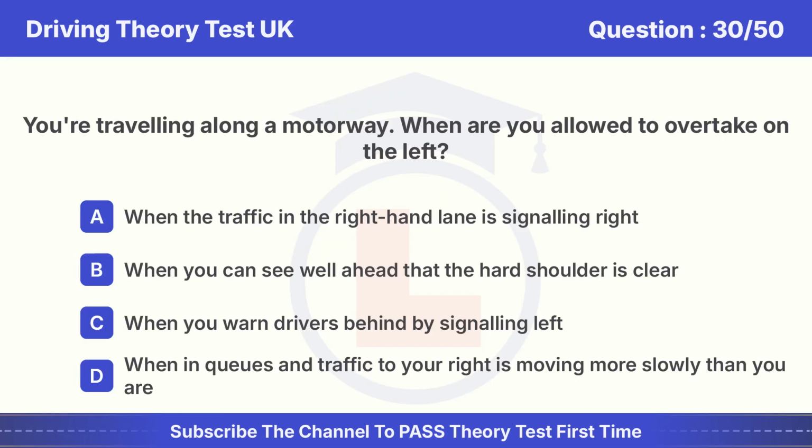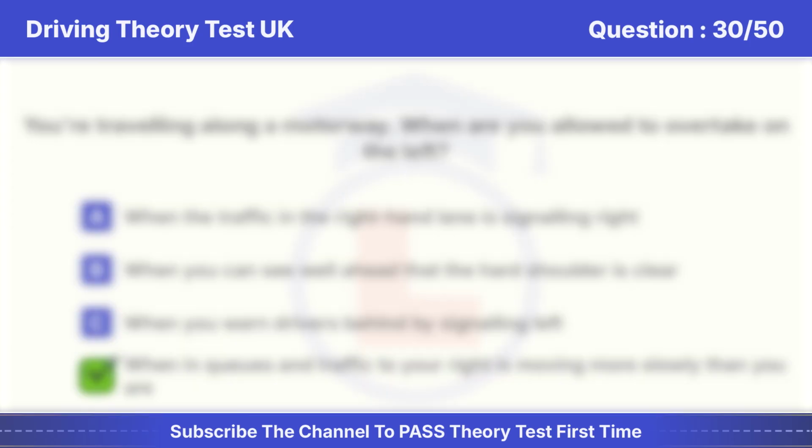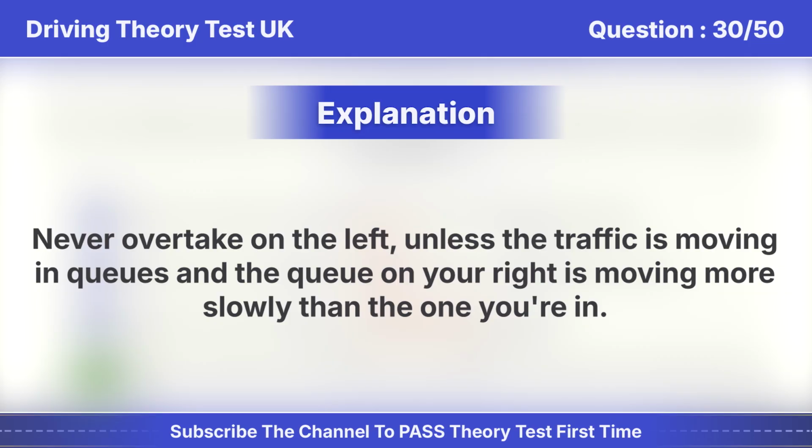Question 30. You're traveling along a motorway. When are you allowed to overtake on the left? Answer is D. When in queues and traffic to your right is moving more slowly than you are. Never overtake on the left, unless the traffic is moving in queues and the queue on your right is moving more slowly than the one you're in.